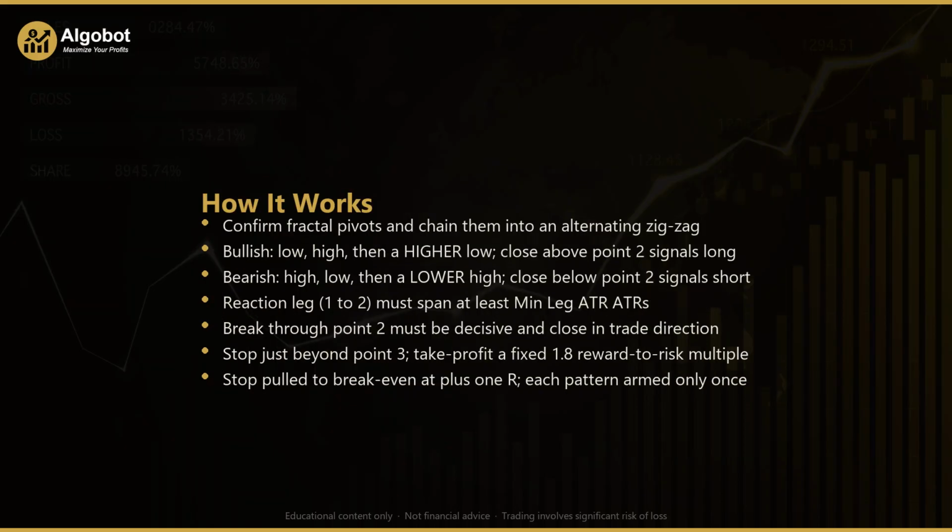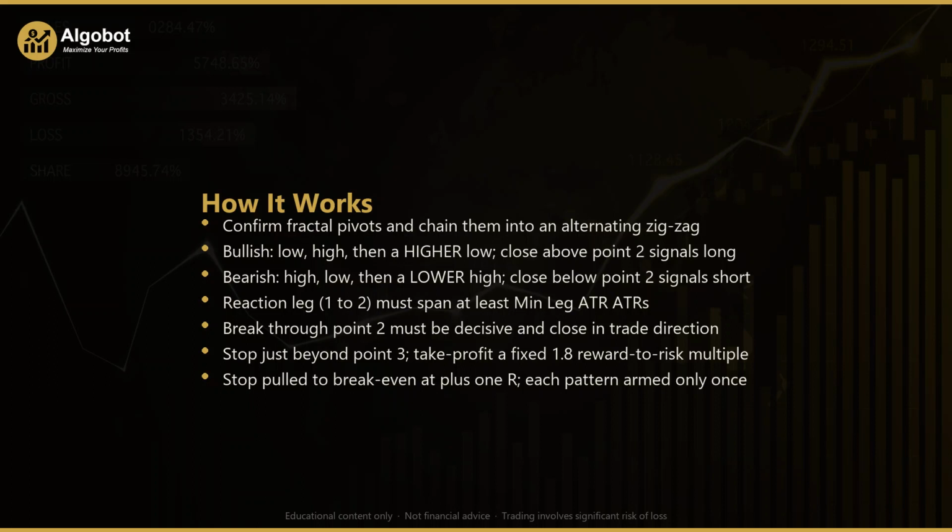The strategy begins by simplifying price action into its essential skeleton. Every closed bar is examined to see whether it forms a fractal pivot. A pivot high is a bar whose high stands strictly above the highs of its neighbors on both sides, and a pivot low is the mirror image. The number of neighboring bars checked on each side is set by the pivot length parameter, which defaults to 3. These confirmed pivots are then chained together into an alternating zigzag, so the structure always reads as a high, then a low, then a high, and so on.